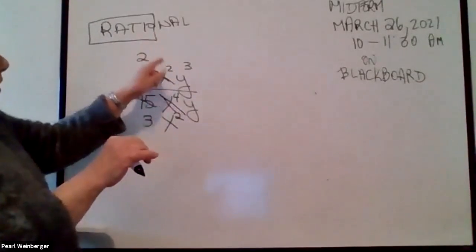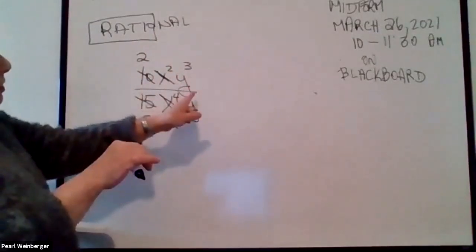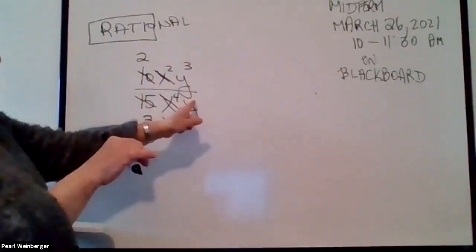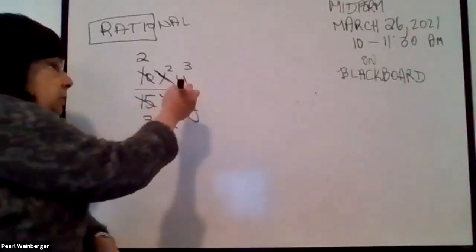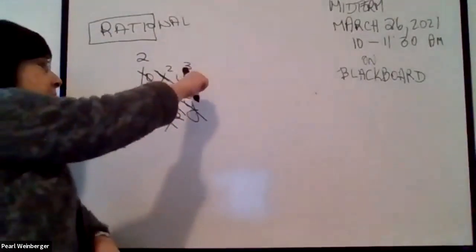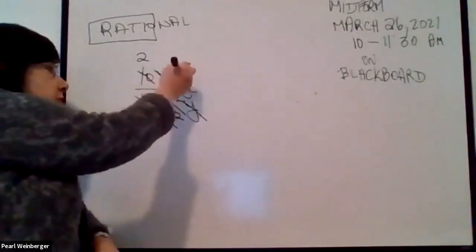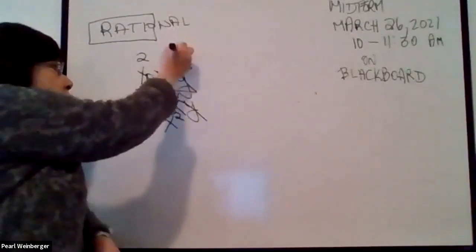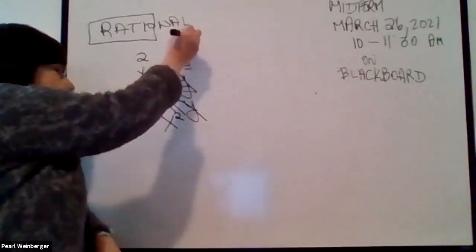Then I go to the y's. I have a y to the third, and this is just a y to the first. Obviously, the lower exponent is the plain y. I'm going to cancel that out. And then I do 3 minus 1, which gives me 2. So I'm left with y squared on the top.